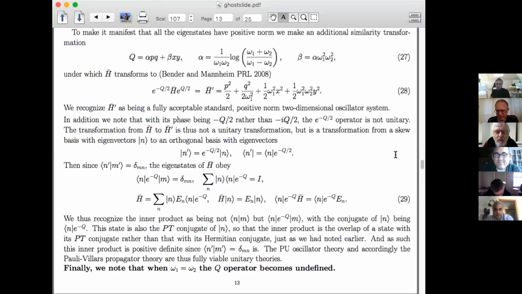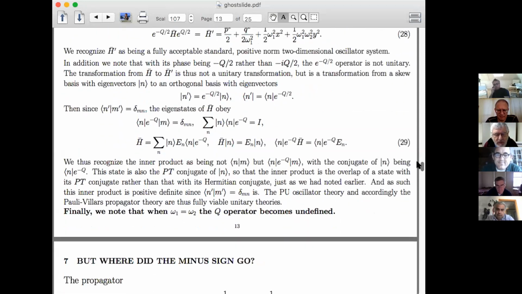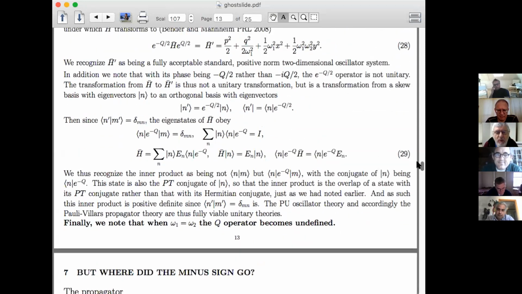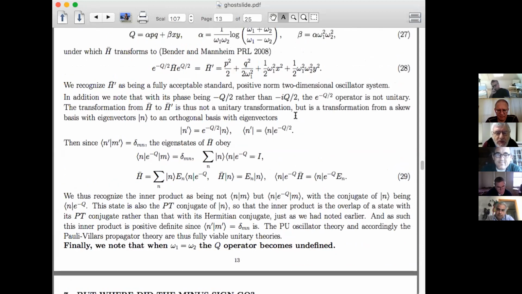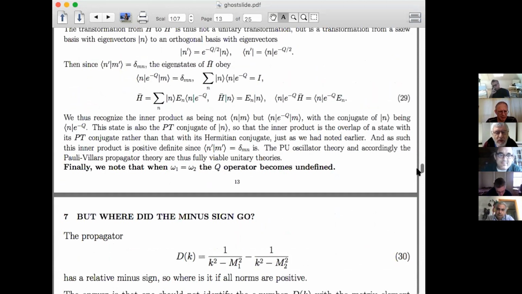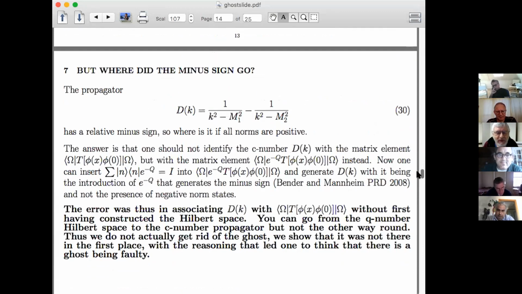Now, my final comment on this theory is notice that the alpha function goes like 1 over log of 1 over omega 1 minus omega 2. It becomes undefined at omega 1 equals omega 2, and the Q operator over here becomes undefined too. And this is going to be very important in a moment. But now you look at this and everything is positive. So the first question you ask is, well, where did the minus sign go? I mean, I started off with the propagator that has a relative minus sign. So where does the minus sign go?